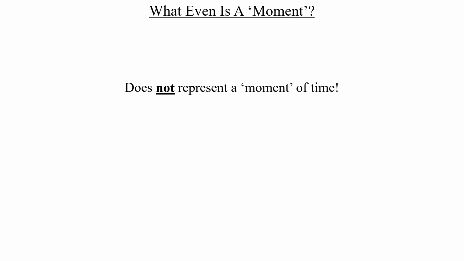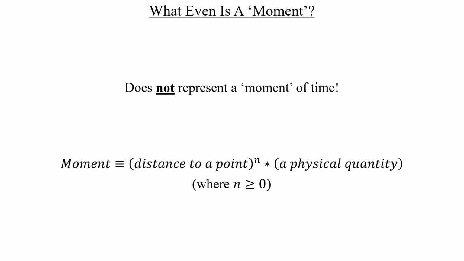In the context of physics, a moment is defined as a distance to some point, which is then raised to a non-negative power and multiplied by some physical quantity. So that's what's meant by the word moment here. It's pointing specifically to this general definition. The moment of inertia takes this concept and applies it to objects experiencing rotation. In that situation, the physical quantity is mass, and the exponent n will equal 2.